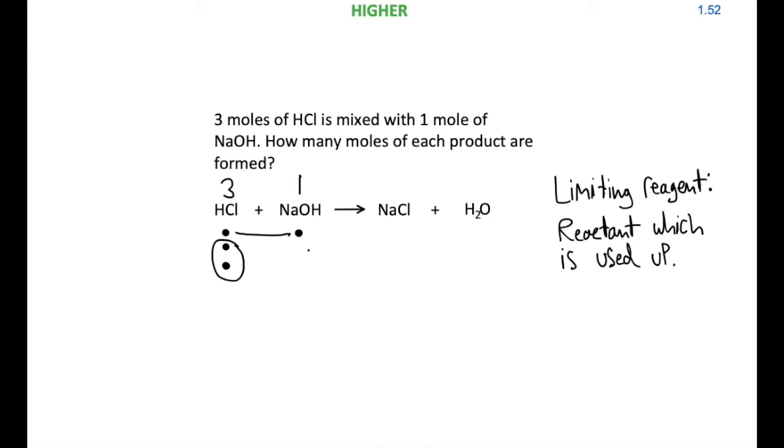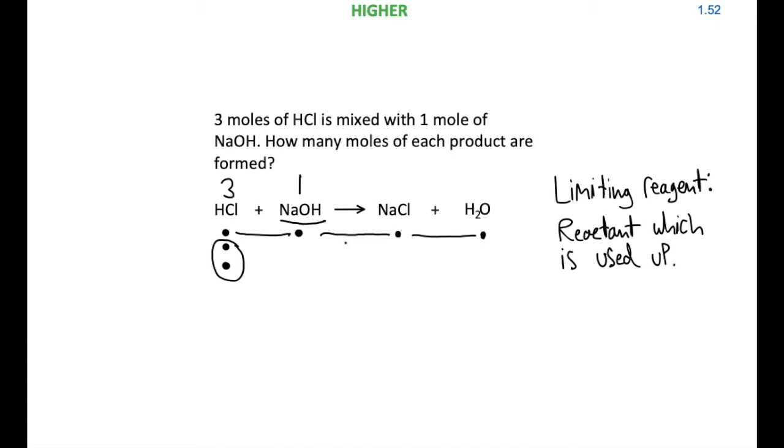Only 1 mole of sodium hydroxide reacts. Therefore, only 1 mole each of sodium chloride and water can be produced. And it's known as the limiting reagent because it's only the amount of that reactant which is preventing more products from being formed, if that makes sense.